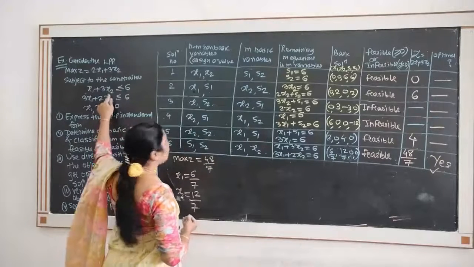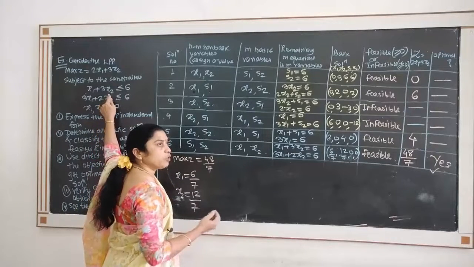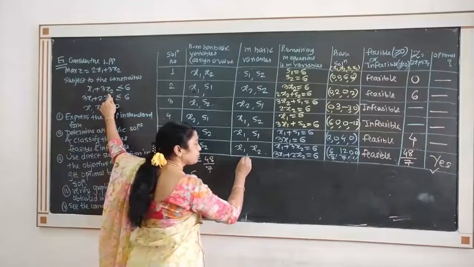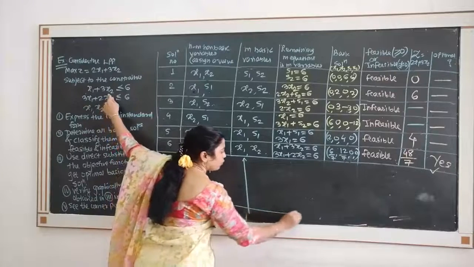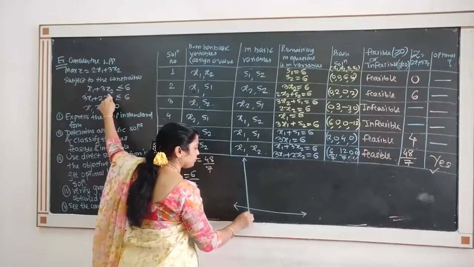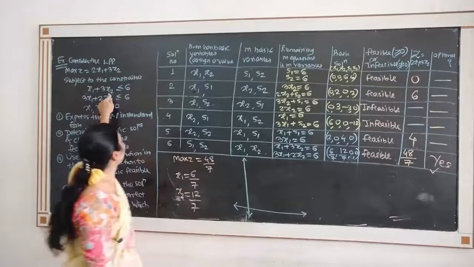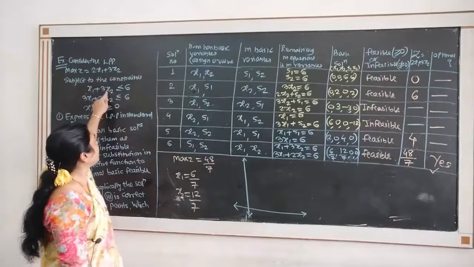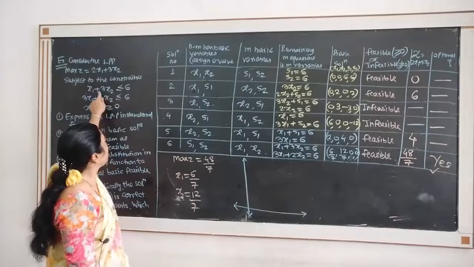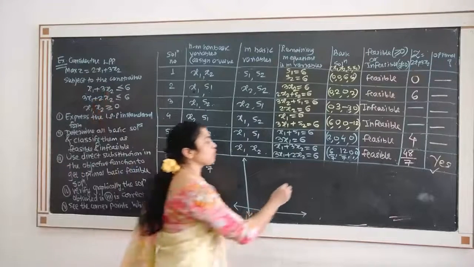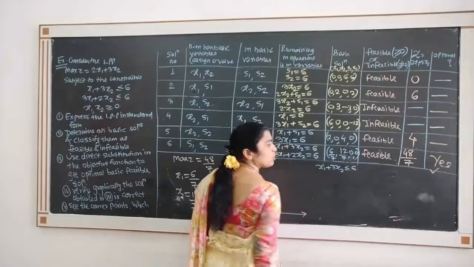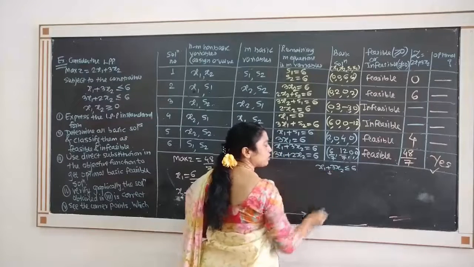How do we verify graphically? We plot the graph. Now you know the plotting graph, so I will not do all the details. See graphically. If you consider the first equation, that is x1 plus 3x2 is less than or equal to 6. So what are the points for this equation?